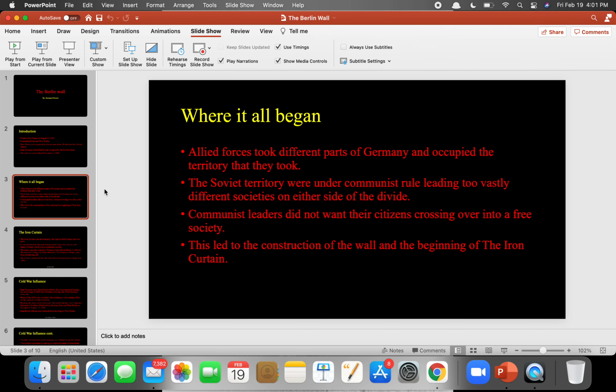Where it all began. Allied forces took different parts of Germany and occupied the territory that they had taken. The Soviet territory was under communist rule, leading to vastly different societies on either side of the divide. Communist leaders did not want their citizens crossing over into a free society. This led to the construction of the wall and the beginning of the Iron Curtain.